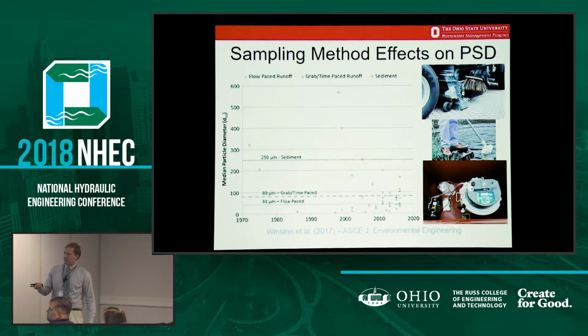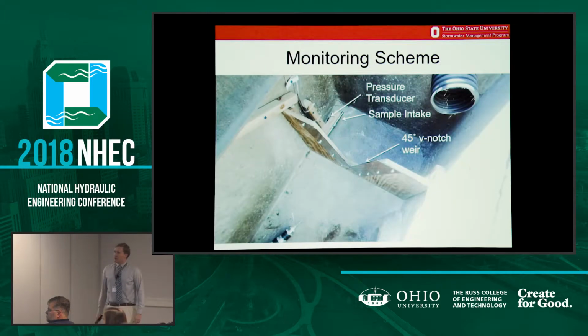Grab and time-paced sampling and flow-paced sampling resulted in relatively similar median concentrations. We ended up doing flow-paced sampling, but you can see those past median concentrations are somewhere between 40 and 80. We'll keep that in mind as we move forward to our results here.